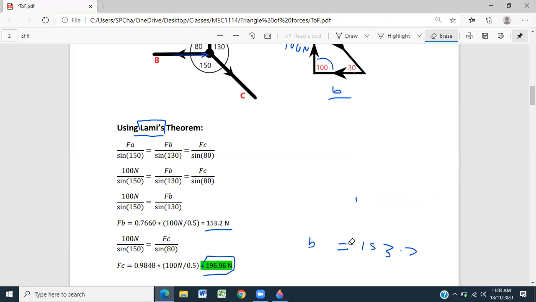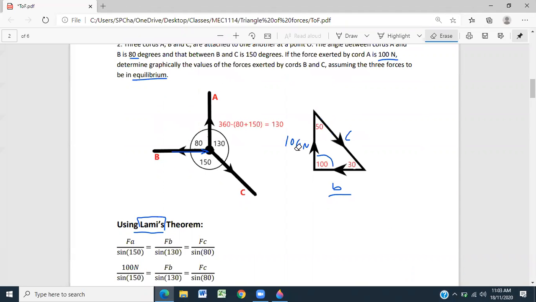Okay, so let's learn something new. The sine rule works. You guys can do it. So let's use Lamy's theorem, and you'll find that Lamy's theorem is simple. This angle here is 100, and this angle here is 80. So let's just call this that symbol. And this angle here is 180 minus 80, which is 100. But let's use this symbol.